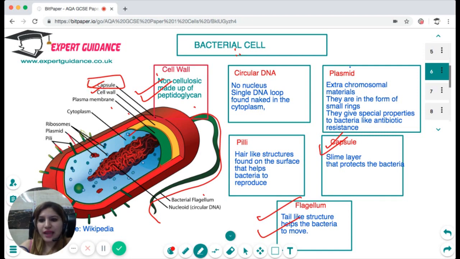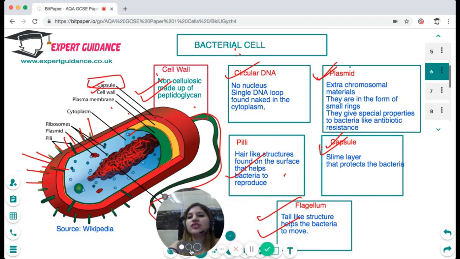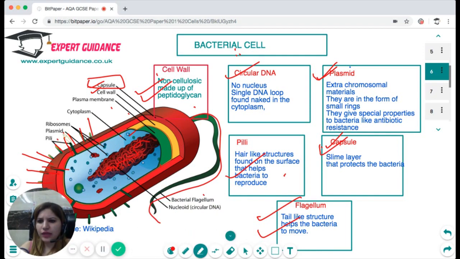And you also see some hair-like structures outside this cell wall. These appendages help the bacteria to reproduce. Okay. Then, since it has no nucleus, the DNA is circular and it is found naked in the cytoplasm, and it has some extra chromosomal material. You can see here they have plasmid. Now, plasmids are the extra chromosomal materials which are found in the bacteria. So you can see these extra stretches of DNA. These are plasmids, and they are in the form of small rings, and they give special properties to bacteria like antibiotic resistance. Okay, so I hope all these organelles, this labeling and their functions are clear to you.